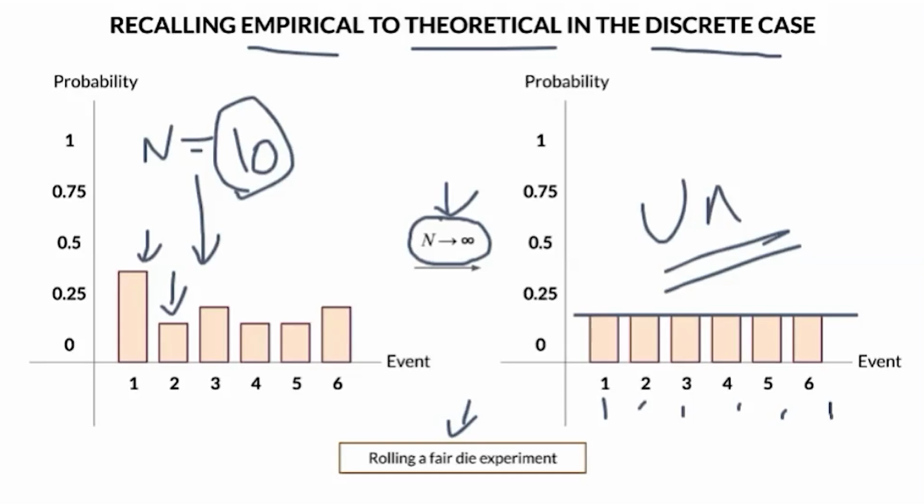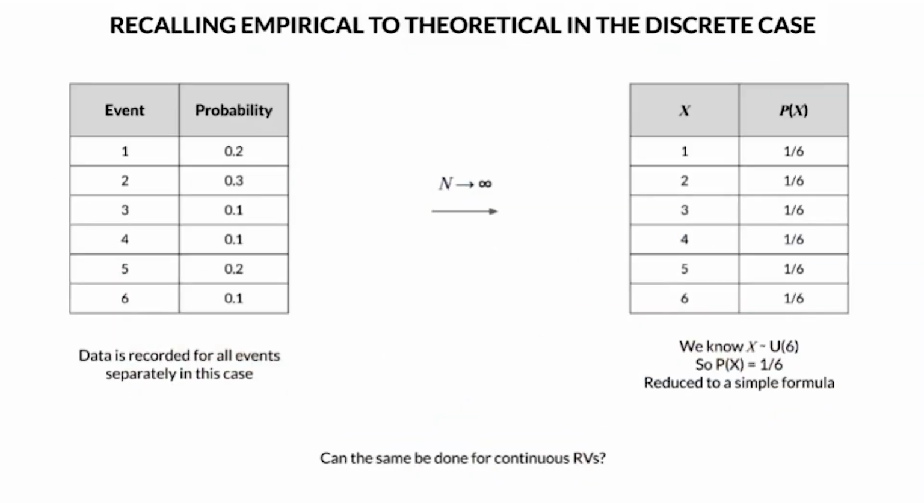The point I'm trying to make here is, instead of recording separate numbers for the different events, this is a very important point. In the first case, when n was equal to 10, that is the empirical case, we had to record each probability value separately for each event.